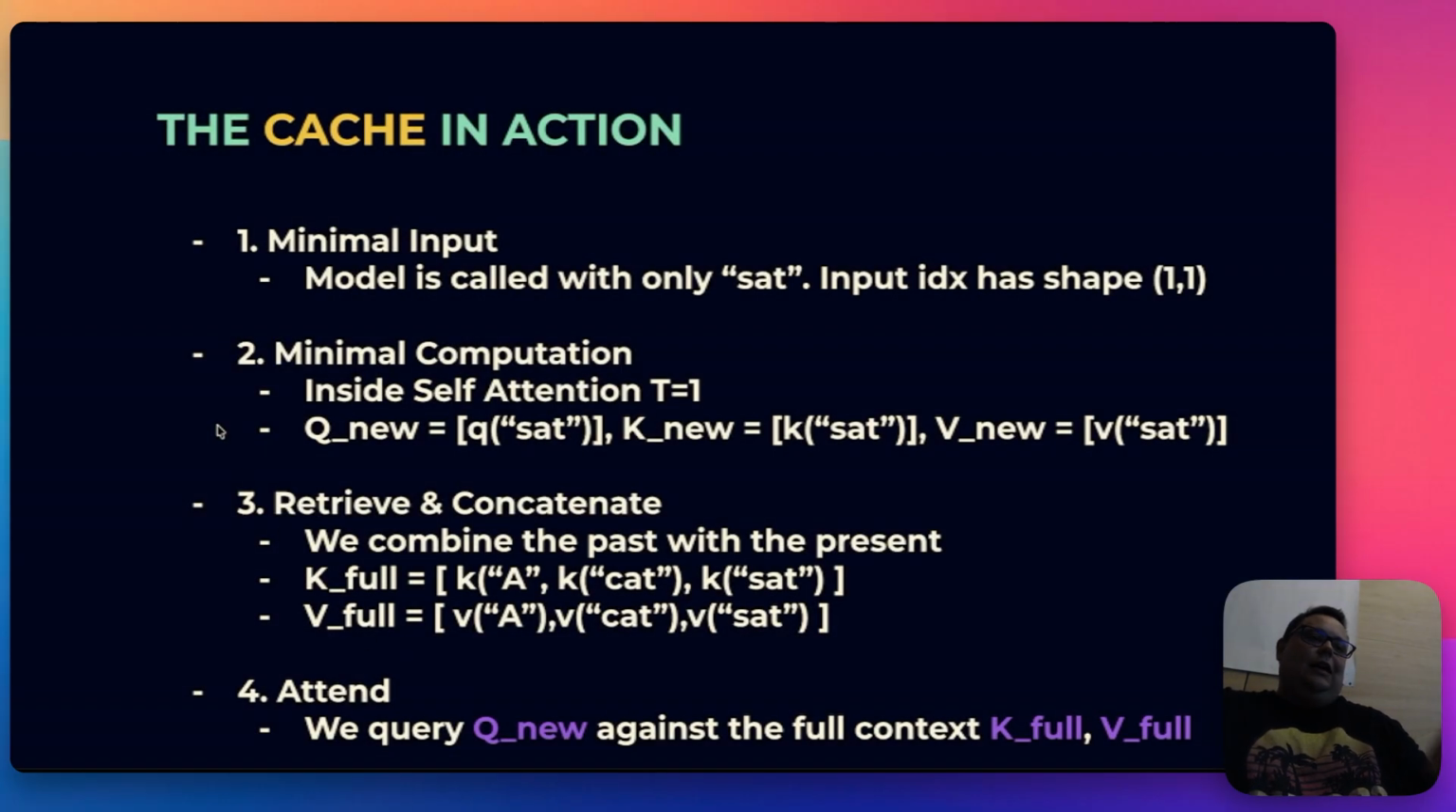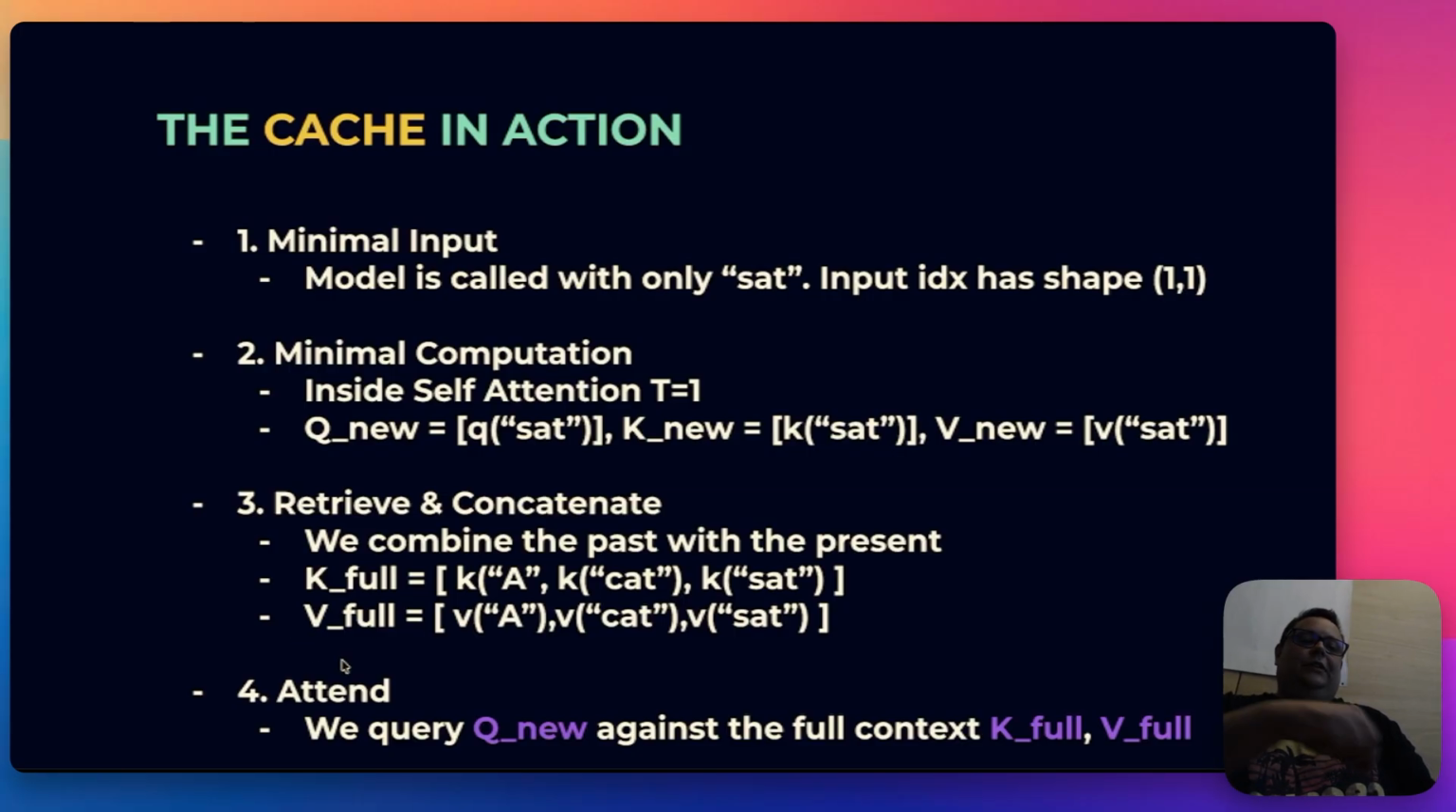So that said, when we're seeing the cache in action, the model is now only called with "set" as an input, because we have one token. The minimal computation inside is the sequence T equals 1. So Q new in this case is Q set, K new is K set, and V new is V set. And then we retrieve and concatenate again: K full is ka, kcat, and kset, and V full is va, vcat, and vset.